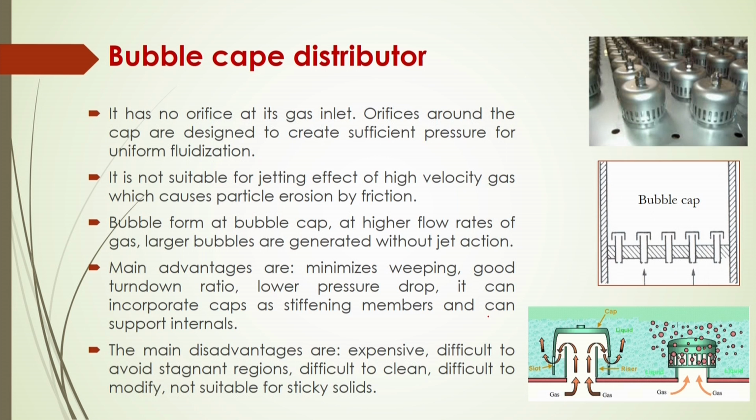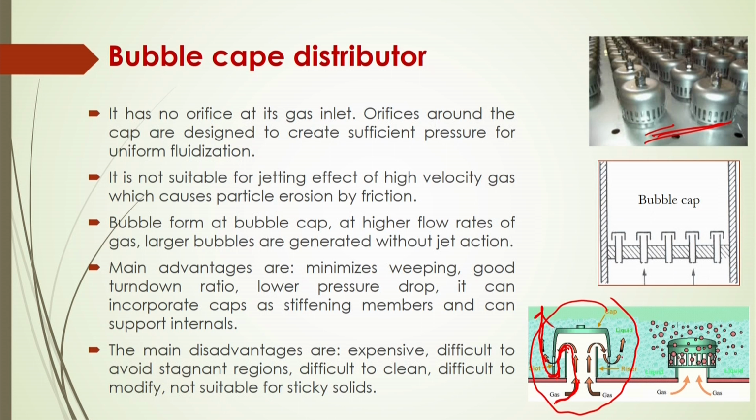And bubbles form at the bubble cap at higher gas flow rates, and larger bubbles are generated without jet action in this type of bubble cap. See this figure here, how this bubble cap distributor is being used. This is the actual bubble cap distributor, and this is the bubble cap, and here see the flow from the bottom of this distributor, how gas is coming out, and then it is inverted and passes horizontally, and then the bubbles come out like this.